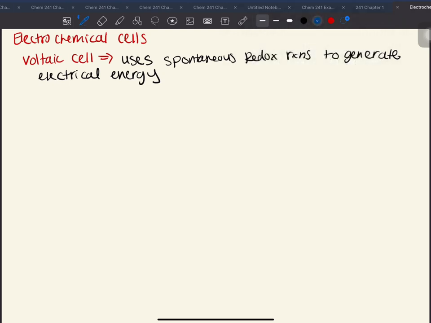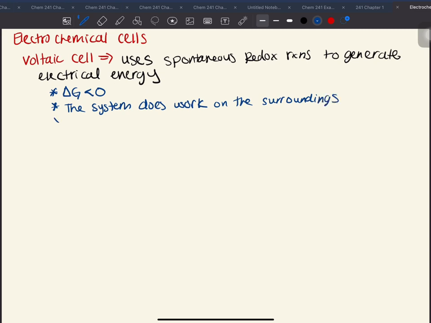If it is spontaneous, that means that delta G is going to be less than 0. It is negative. And the system will do work on the surroundings. And this is essentially how batteries work.